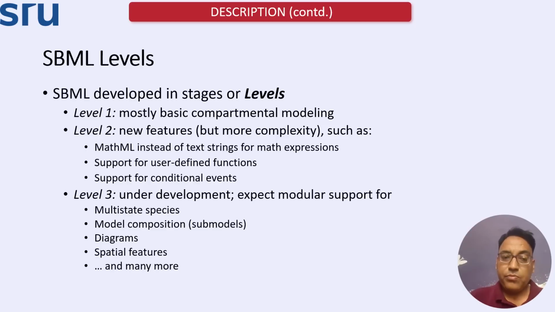The third one, level 3, is under development, but this allows us to handle multi-state species, which is normally the case of ions, model composition, submodels, different diagrams, spatial features, and many more. So this is how the complete SBML levels are there. This is how things are programmed.